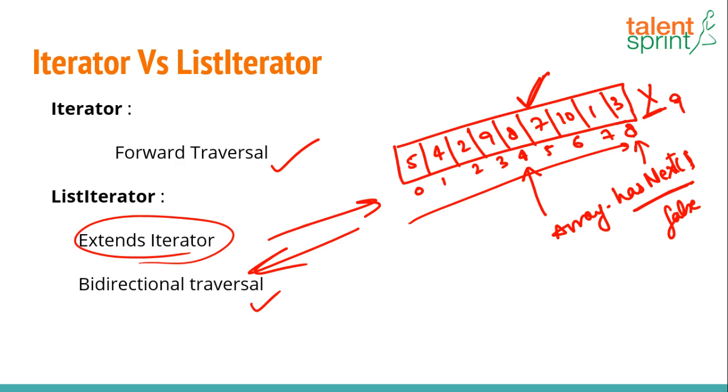So Kalyan, I hope this HasNext is now clear to you. Simply take it as plain English, whether there is a next element or not, whether the array has next or not. That is the simple purpose, and it returns Boolean value, true or false.